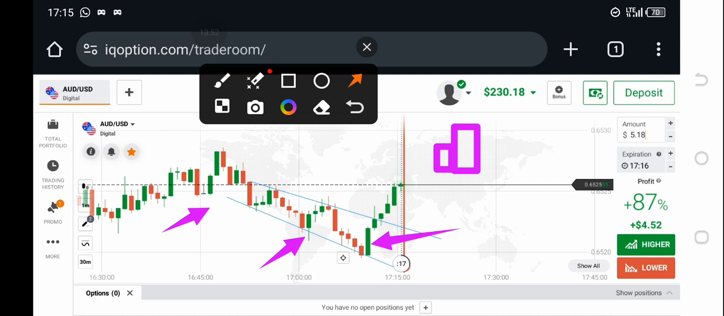Now if you look carefully, you will see that this is an inverted hammer at this resistance level. An inverted hammer is a candlestick that always happens after an uptrend. That's why we call it an inverted. You know, this is a hammer.